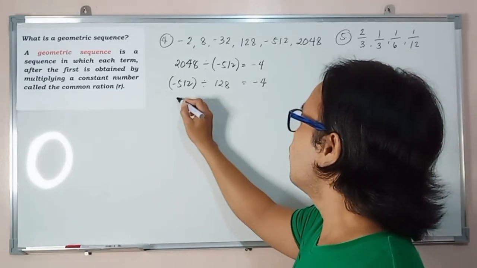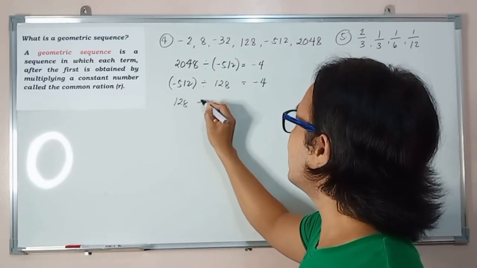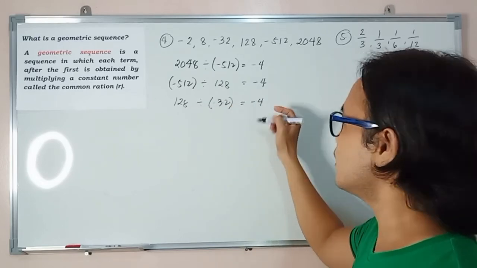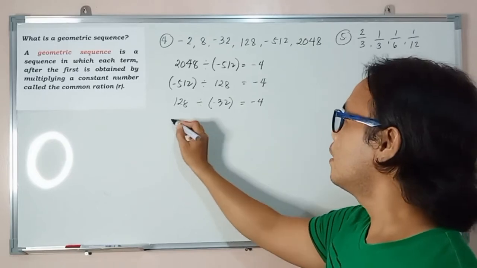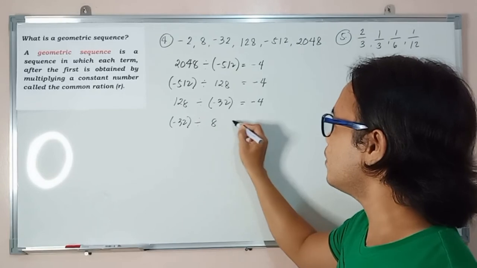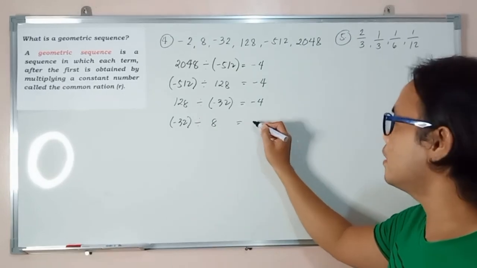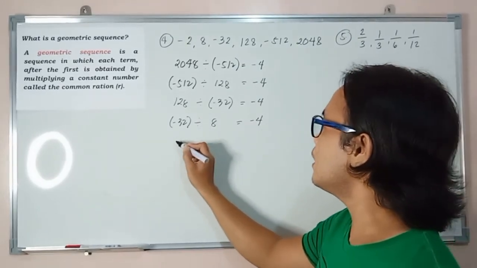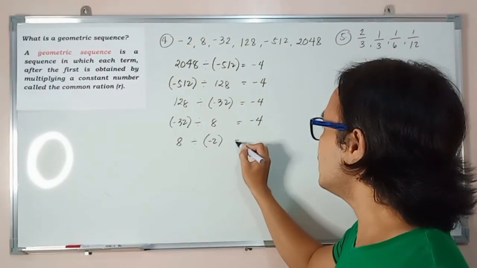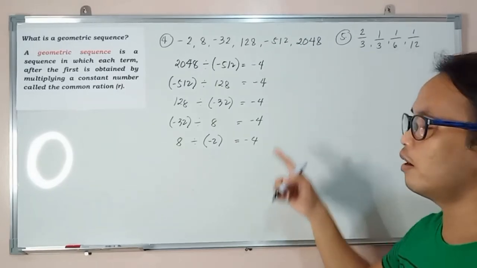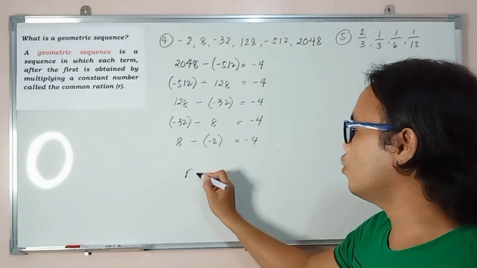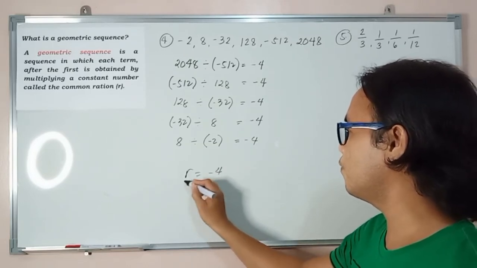Then we have 128 divided by negative 32, which will also give us negative 4. Then negative 32 divided by positive 8 will also give us negative 4. And lastly, positive 8 divided by negative 2 will give us negative 4. So in this example, our constant number is negative 4. So therefore, our common ratio is negative 4.